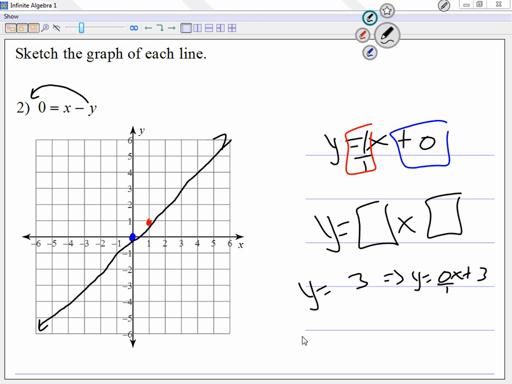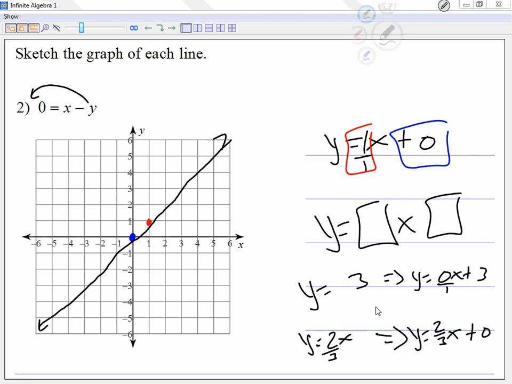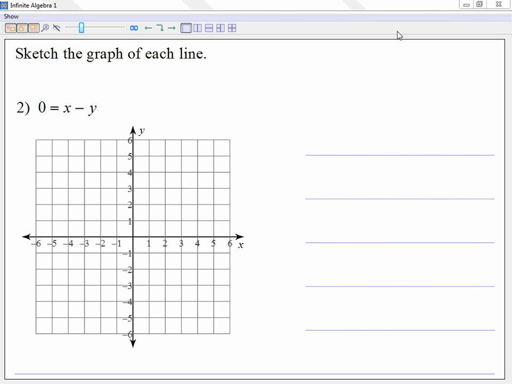If I only give you something like y equals 2 over 3x, you replace that with y equals 2 over 3x plus 0. So once again, if I give you this, no x term, you put a 0 term for the x. If I give you the x term but not the other number, put a 0 for the other number. Right? If you're missing one of the two, put a 0 for it. All right. Any questions? Number 3.